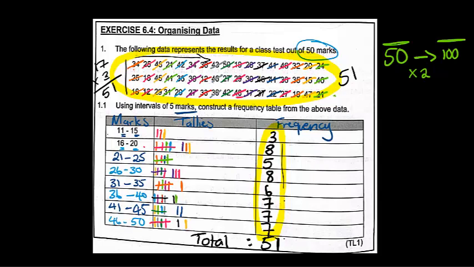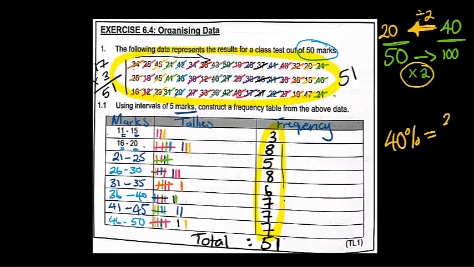Now, if I have 40% and I want to know how many points 40% is, how much out of 50 is 40%, I'm going to do the opposite of this, and I'm going to say divide by 2. Do you agree with me? So that means 40 divided by 2 is going to be 20. What am I saying? I'm saying 40% is equal to 20 out of 50. That is how we calculate 40%.